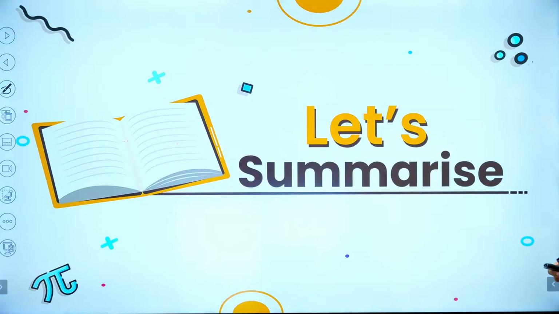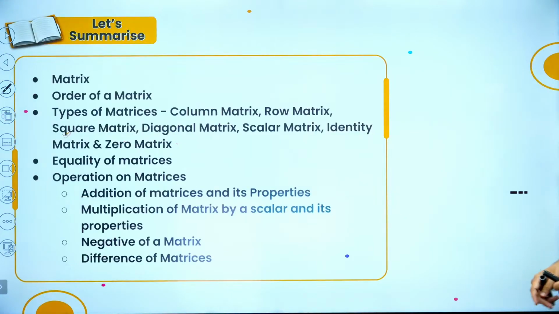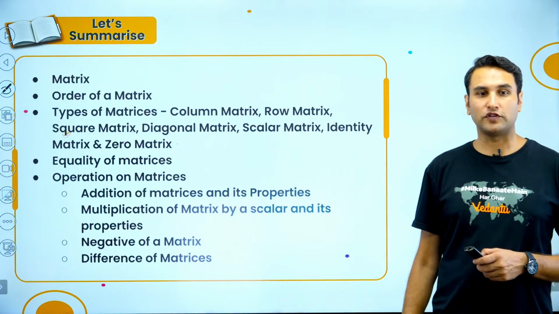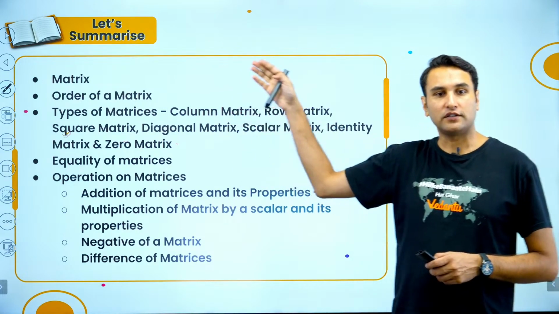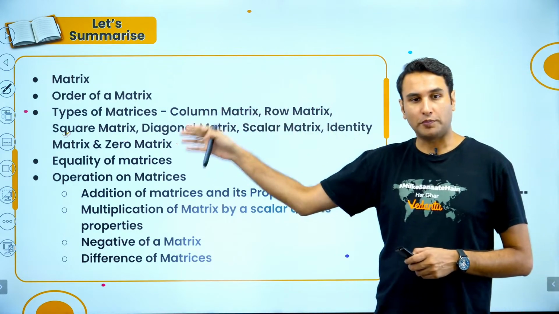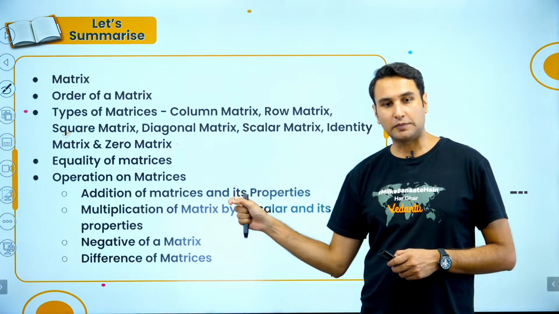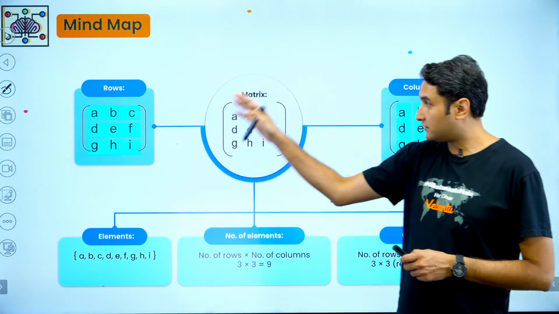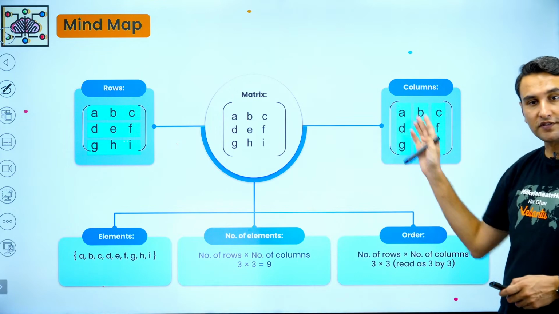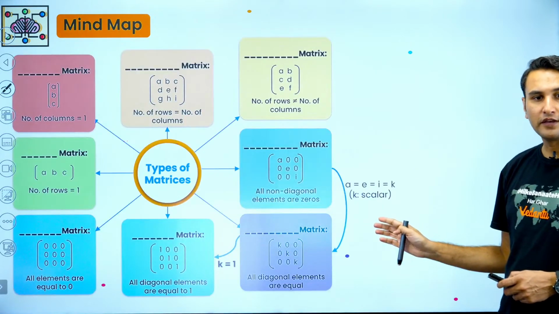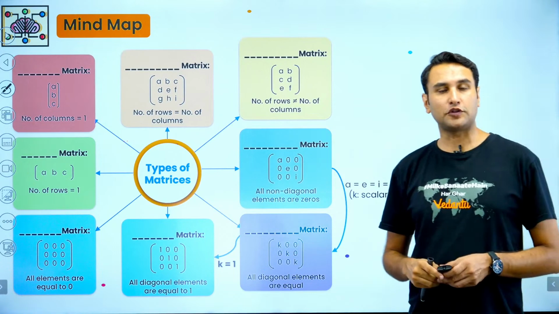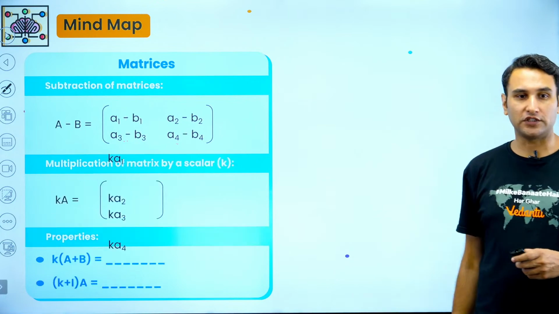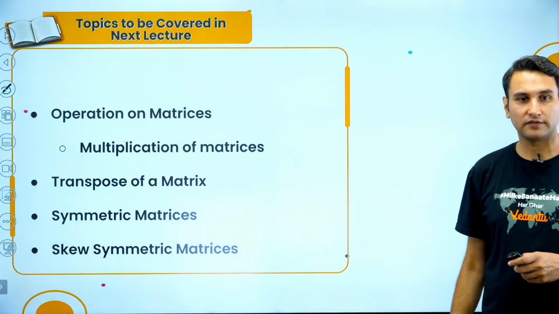Right? Cool. And I've given you some slides for the quick summary, right? So we have studied matrix, order, types of matrices, equality, operations on the matrices, addition, multiplication with a scalar, negative of a matrix, and differences of a matrix, right? This is what we did in the memory map when we started this session, right? And this is the memory map of the types of matrices which will help you revise just like that. Cool. The memory map for the addition, the memory map for the subtraction, right?